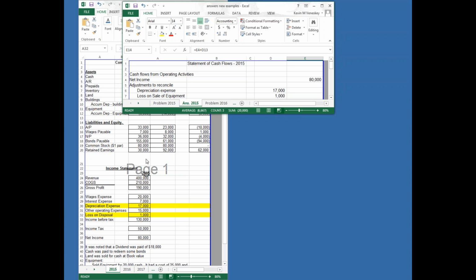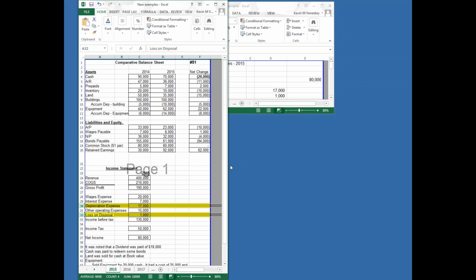So now we've done the first part of the operating section. Remember, there were 3 parts of the operating section: the income statement, and then the 2 items to look for, and then we go ahead and look up to our current assets and current liabilities.